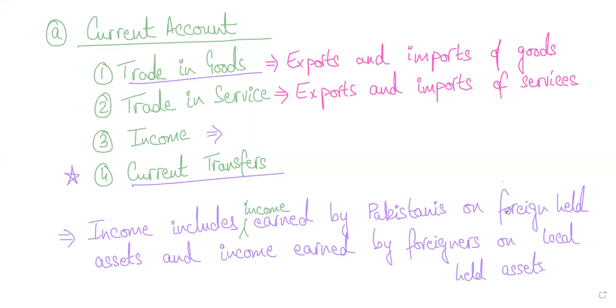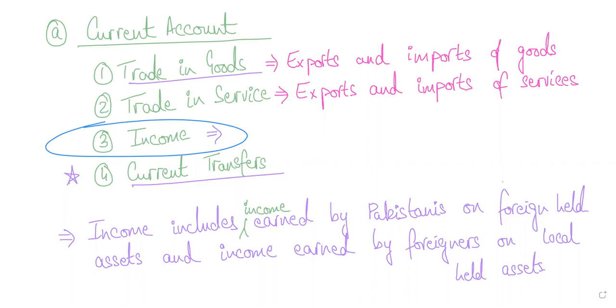Now, what can be foreign held assets? Let's say if any Pakistani owns some property in UK or USA, most probably they will earn rent on that property. That will be inflow for Pakistan. That will be recorded in the income section as an inflow, because the money is coming in. Similarly, if any foreigner owns a commercial building or some business in Pakistan, whatever income they earn on that will be recorded as a debit entry for Pakistan because the money is going out of the country.